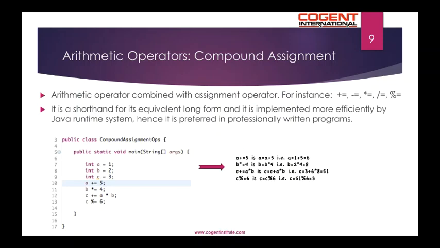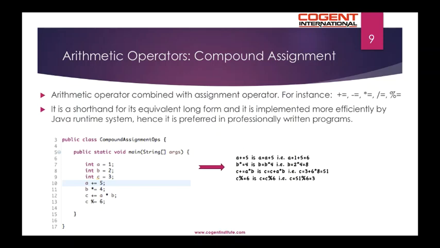Compound assignments. An arithmetic operator combined with the assignment operator forms the compound assignment. For instance, plus equal to, minus equal to, asterisk equal to, forward slash equal to, percent symbol equal to. It is a shorthand for its equivalent long form, and it is implemented more efficiently by the Java runtime system. Hence, it is preferred in professionally written programs. Here's a small program to illustrate the use of compound assignments.